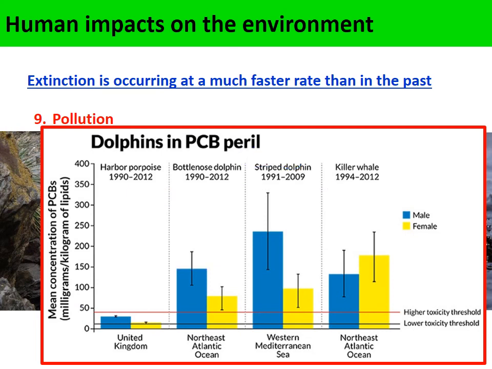Now, one issue with PCBs in particular is that they're non-biodegradable, so they don't break down over time. That means they persist within habitats and ecosystems, and also quite often they get passed from one organism to the next organism along food chains. So PCBs can be very, very harmful to an environment.